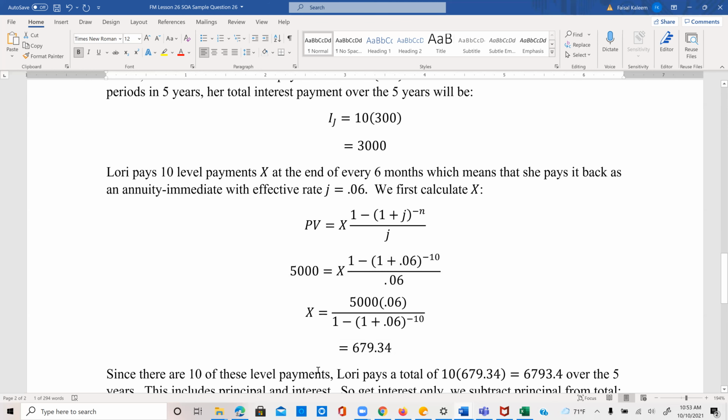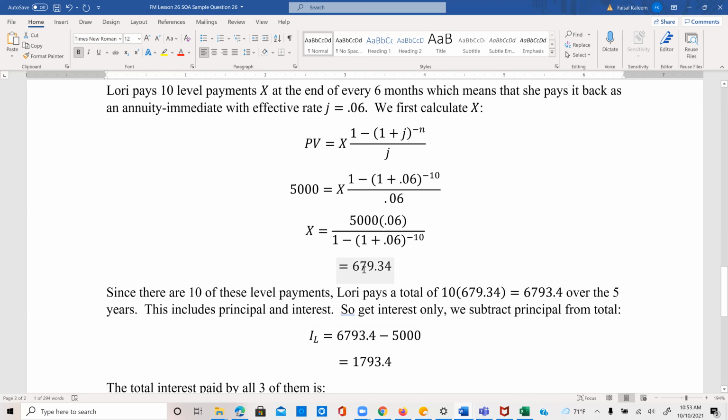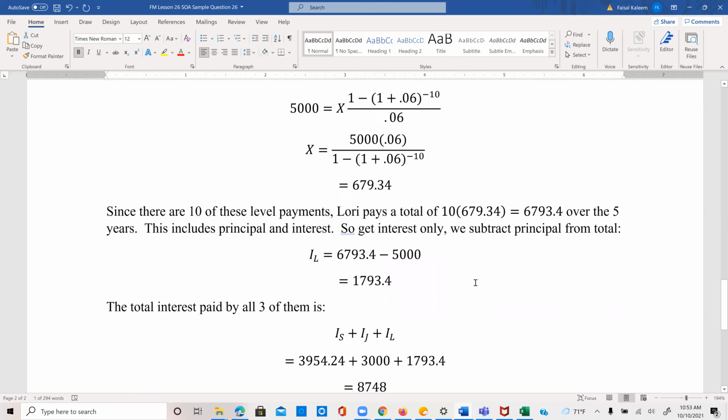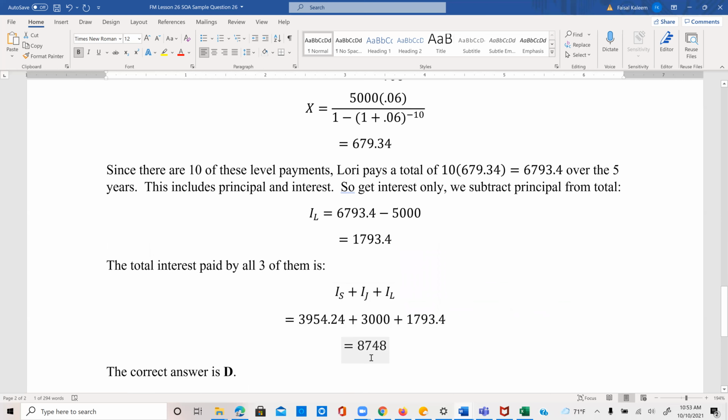And since there are 10 of these, the total payment that she makes is 10 times 679.34 equals 6,793.4. So that's what she pays over 5 years. And if we subtract the principal from it, we get the amount of interest she pays. So the principal was 5,000. She'll subtract that from her total 5-year payments, and that comes out to be 793.4. So now we have the interests of all the 3. We add them, and that comes out to be 8748, and that was choice D.